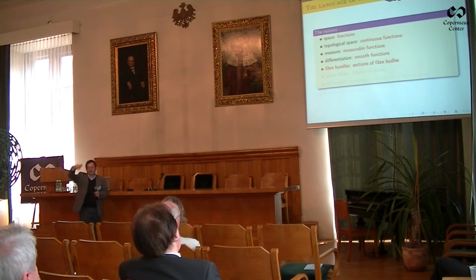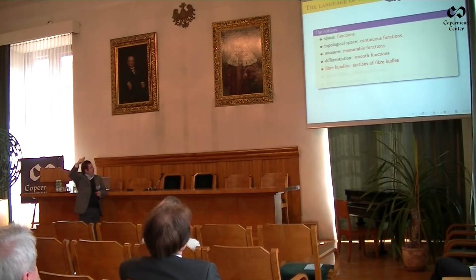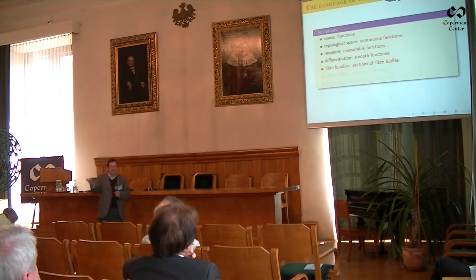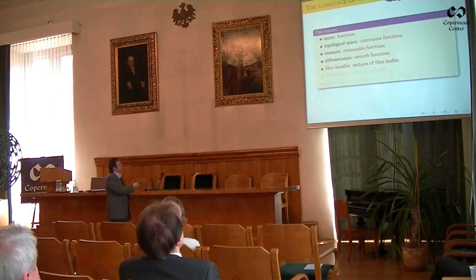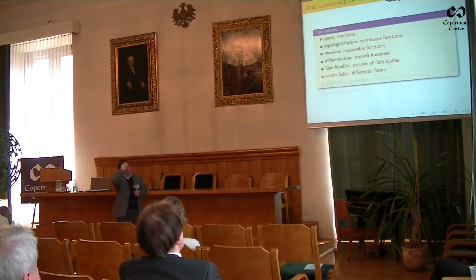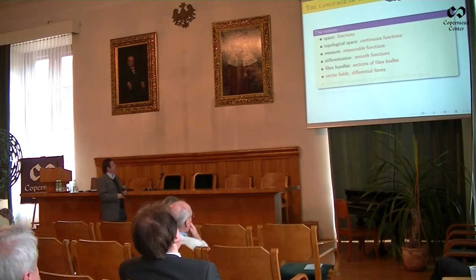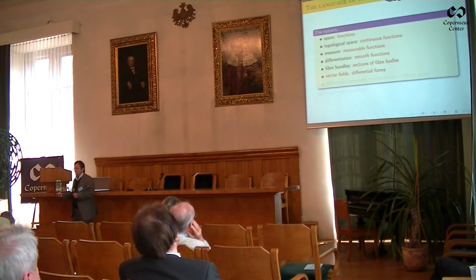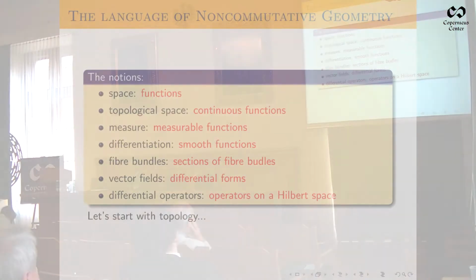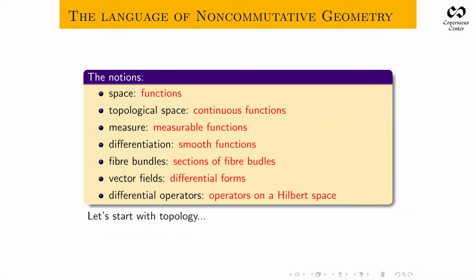If you have some more structures like bundle structures, fiber bundles, then you can think of what the equivalent description is. These are the sections of the fiber bundles. If you have something that in physics, especially in differential geometry and general relativity, one lives with, these are vector fields, then you can replace them by the dual object, which are differential forms. And you have differential operators, like the Laplace operator, like the Dirac operator, which in this description become just operators on a Hilbert space.